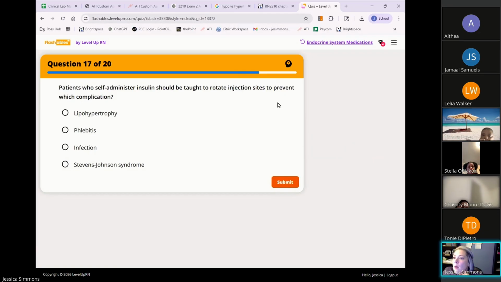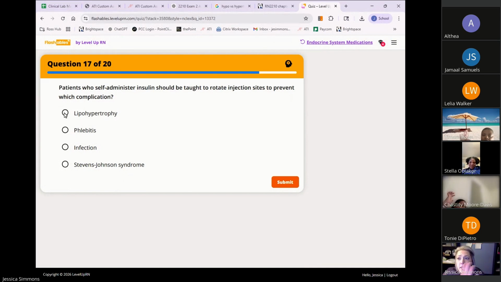A patient who self-administers insulin should be taught to rotate injection sites to prevent which complications? This is something we never went over. But do I have LPNs in this group? Anybody give insulin? Why is it number one, Tony? I'm just guessing because of lipohypertrophy, you're going to get fat pads and scar tissue in the same place. Yes. You ever see someone that has a bigger abdomen with patches of brown skin on their abdomen and it's kind of hard?